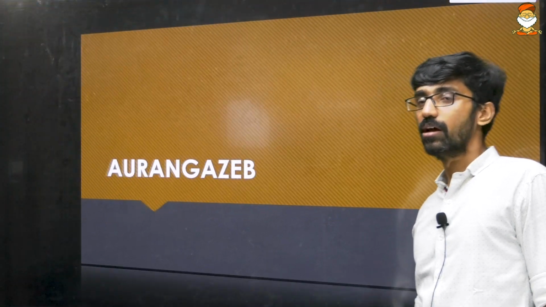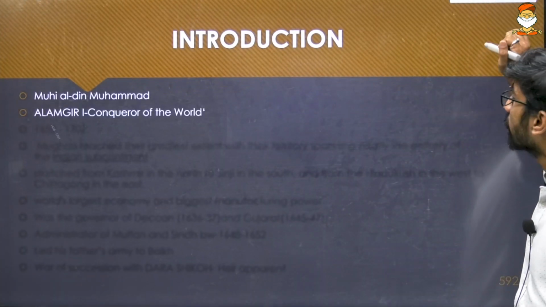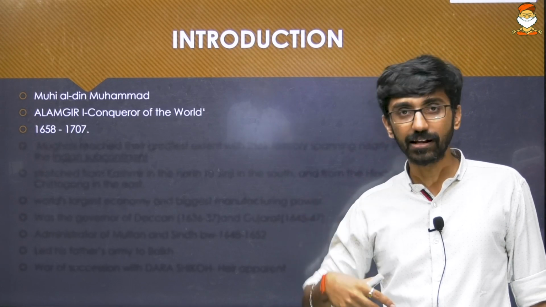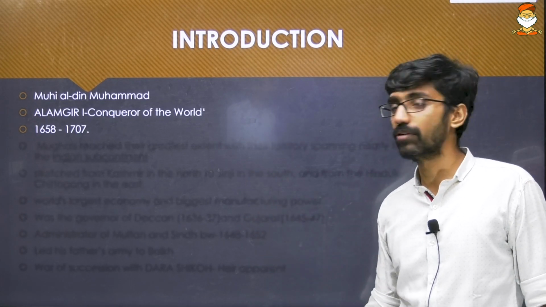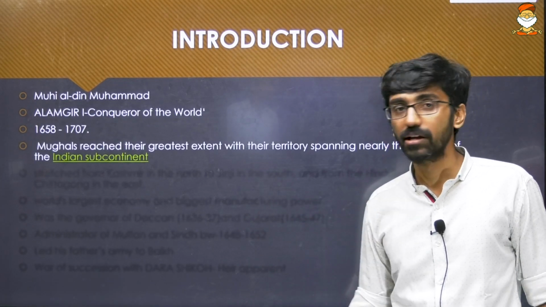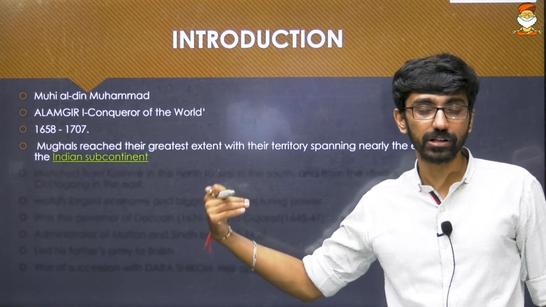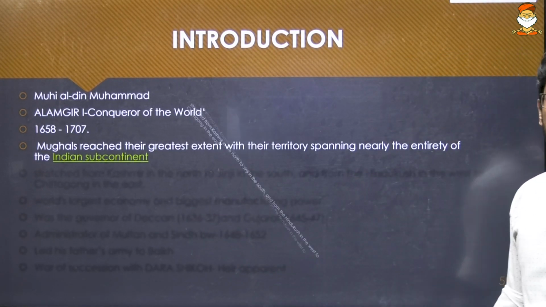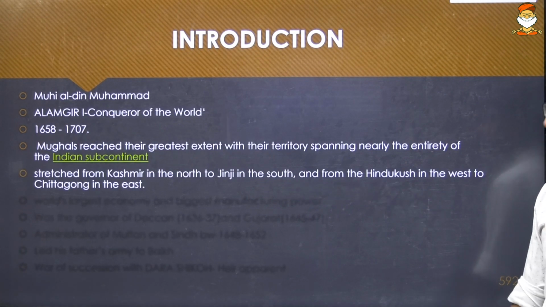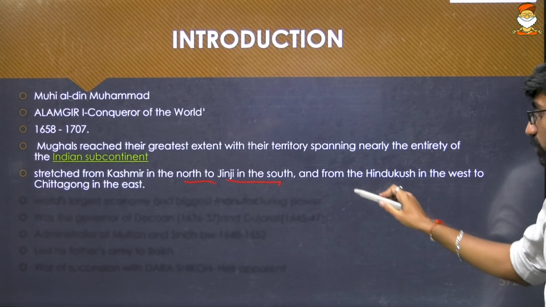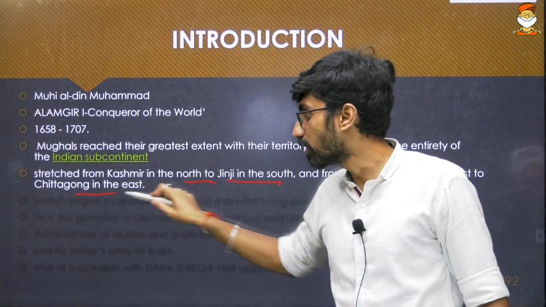We discuss all the rulers, their military consolidation, very quickly. And now Aurangzeb, a brief introduction. Muhi-ud-din Muhammad Alamgir I, that is his title actually, meaning conqueror of the world, ruled between 1658 to 1707, and the greatest territorial extent of the Mughals in the Indian subcontinent was reached during the time of Aurangzeb. It stretched from Kashmir in the north to Jinji in the south, that's in Tamil Nadu, and to Hindu Kush in the west, to Chittagong in the east.